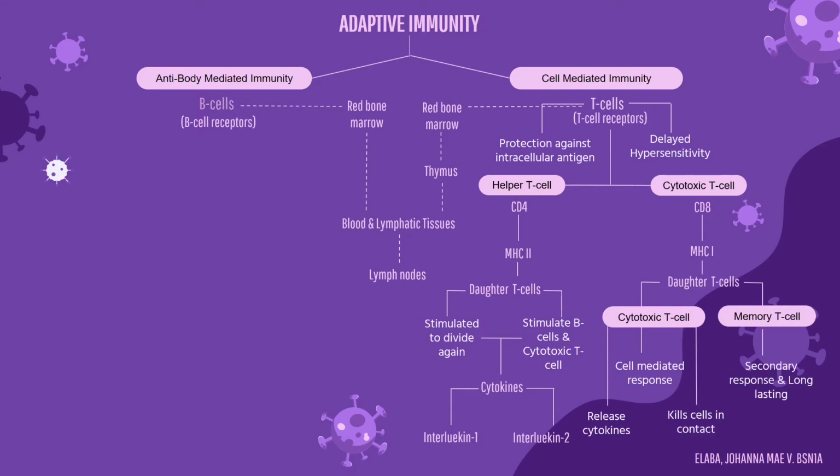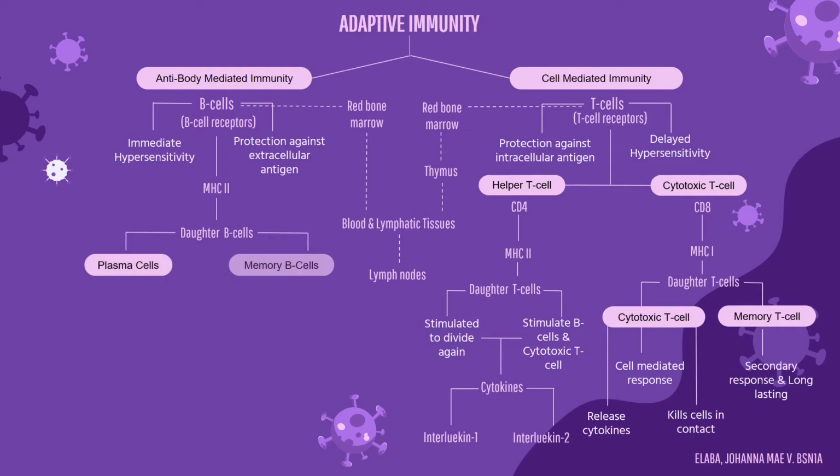Now let's move on to the B cells. The B cells are the immediate hypersensitivity. It is a protection against extracellular antigens. The B cells will connect using the MHC II and produce two daughter B cells, just like the other, namely the plasma cells and the memory B cells. The plasma cells are the primary response, and they produce antibodies, usually called the gamma globulins or the immunoglobulins.